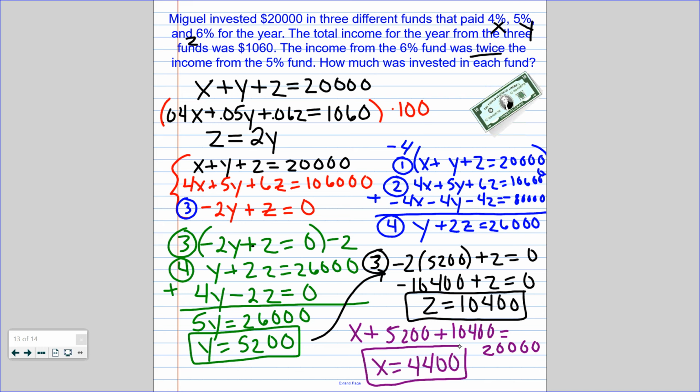So again, if you were writing this on a test or a quiz or homework, you'd want to make sure you label these. So 4,400 is invested at a 4% interest rate. 5,200 is invested at the 5% interest rate. And $10,400 is invested at the 6% interest rate. And you can always plug those back in to make sure they work in the equations you've written.